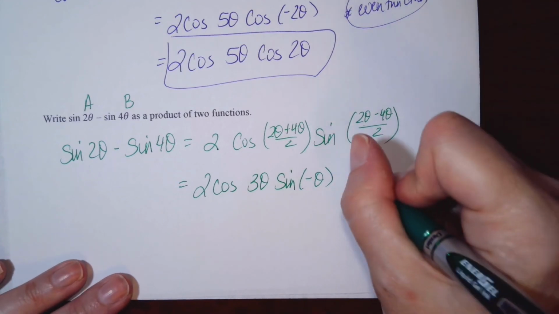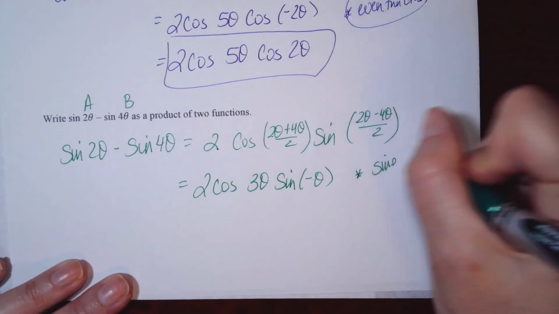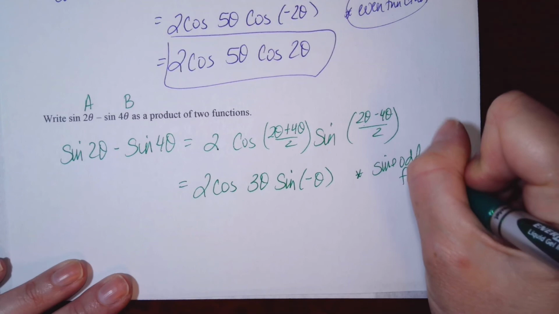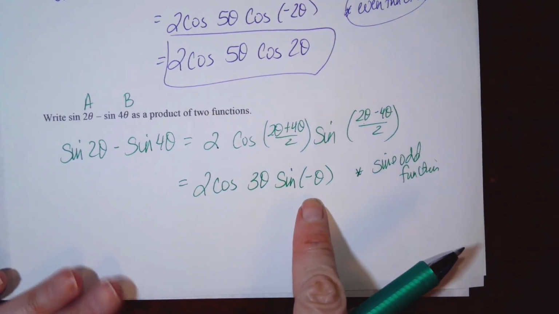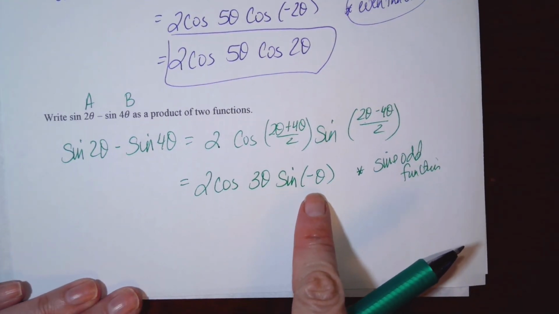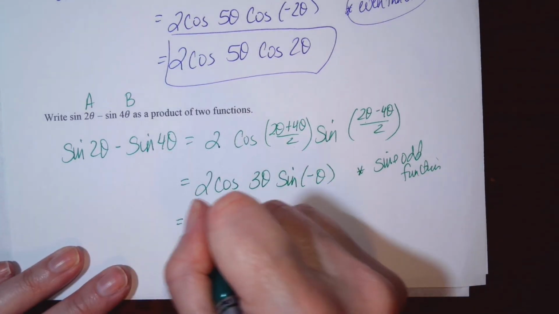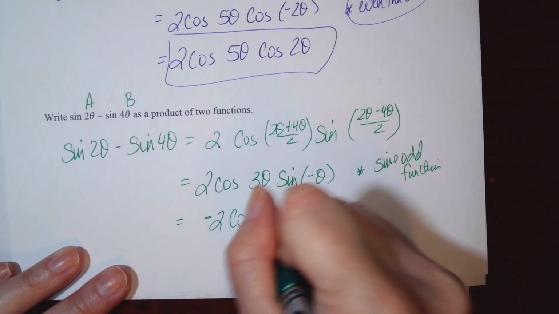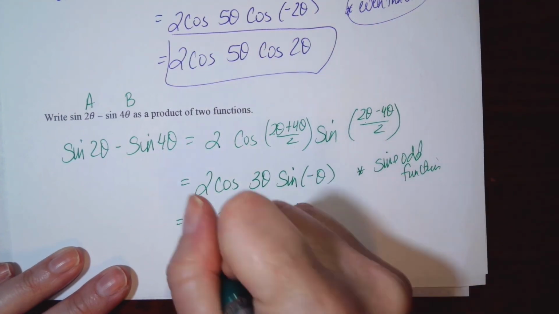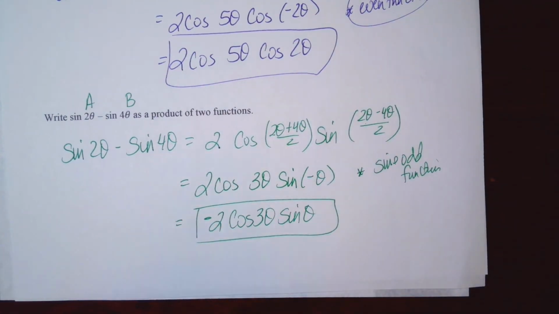And sine is an odd function. So sine of negative theta is the opposite of sine of theta. That means that negative comes out here. I can shift it all the way to the front. So I have negative 2 cosine 3 theta sine theta. And that is simplified.